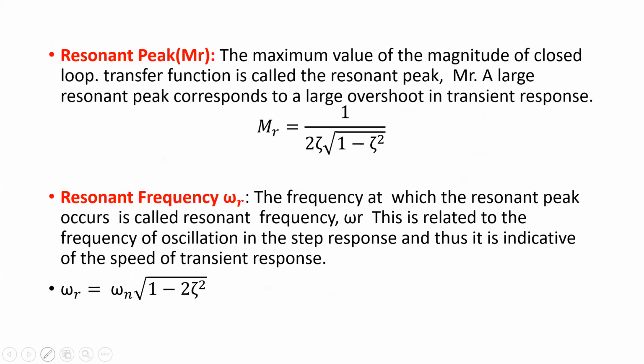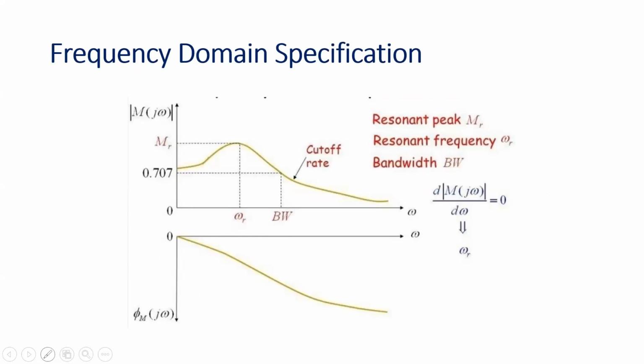What is resonant peak? The maximum value or maximum magnitude of the closed loop transfer function is called the resonant peak. See this value, this is the resonant peak. And what is resonant frequency? The frequency at which this maximum peak comes is called the resonant frequency.